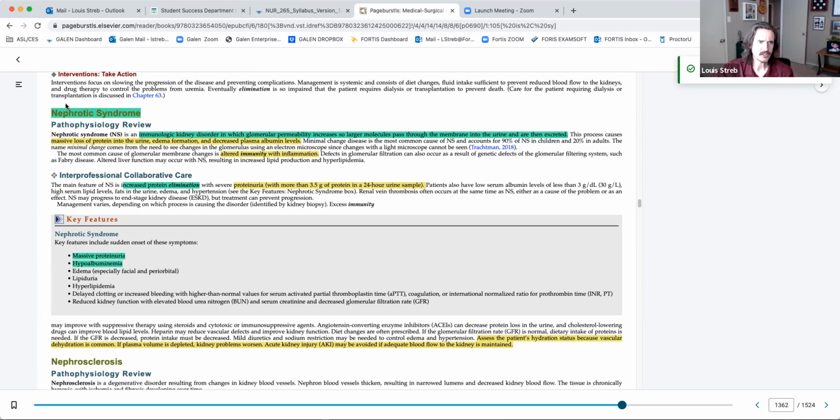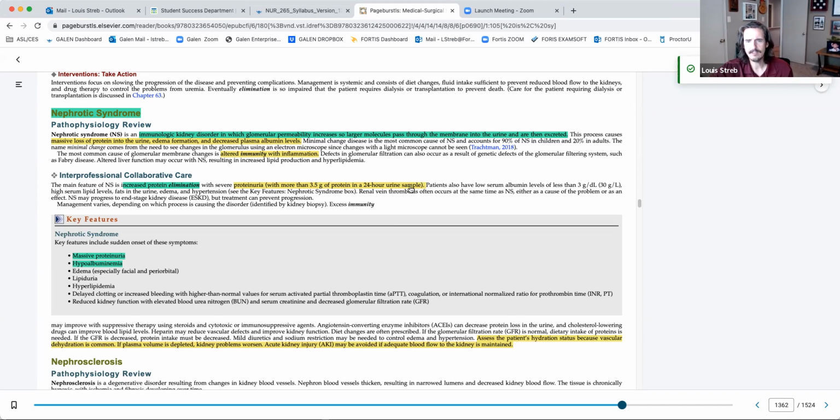The main feature of nephrotic syndrome is increased protein elimination. We know that because we have massive proteinuria. With severe proteinuria, look at the numbers. I don't know if they'll be there, but we know a 24-hour sample is going to be necessary. So make sure you can teach that. When you do a 24-hour sample, you throw out the first collection and you do the rest until the very end. We're just making sure we understand protein is going to be a huge thing that we have to assess for.